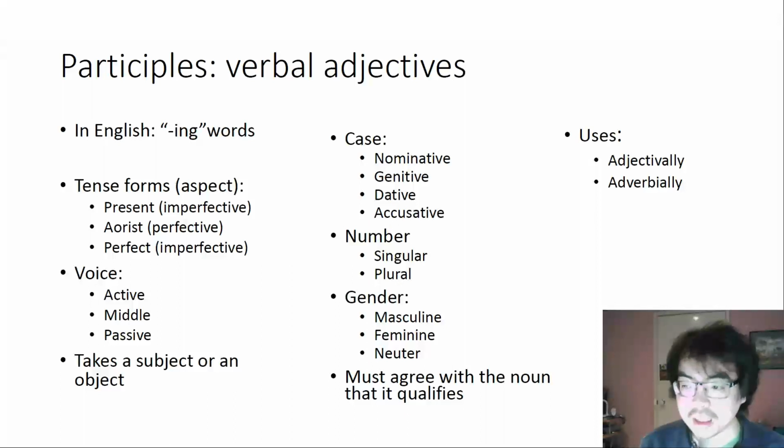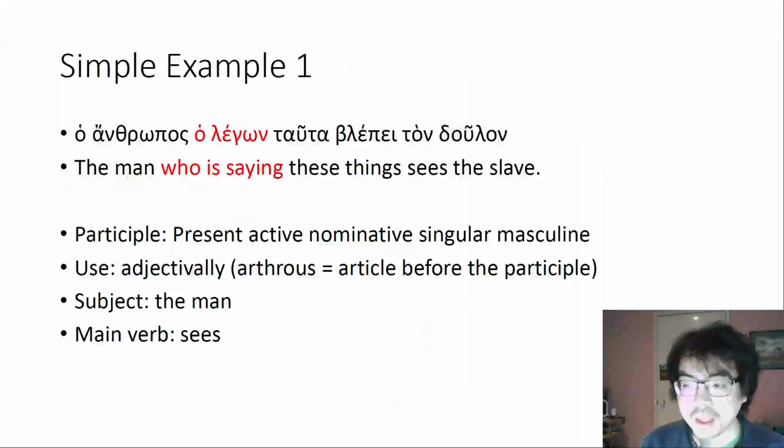In Greek, participles are used much more broadly than in English and can be used in two ways, adjectivally or adverbially. An example of an adjectival use is "ho anthropos ho legon tauta blepei ton doulon," which means "the man who is saying these things sees the slave." Here, legon is the participle, and it is present, active, nominative, singular, and masculine.